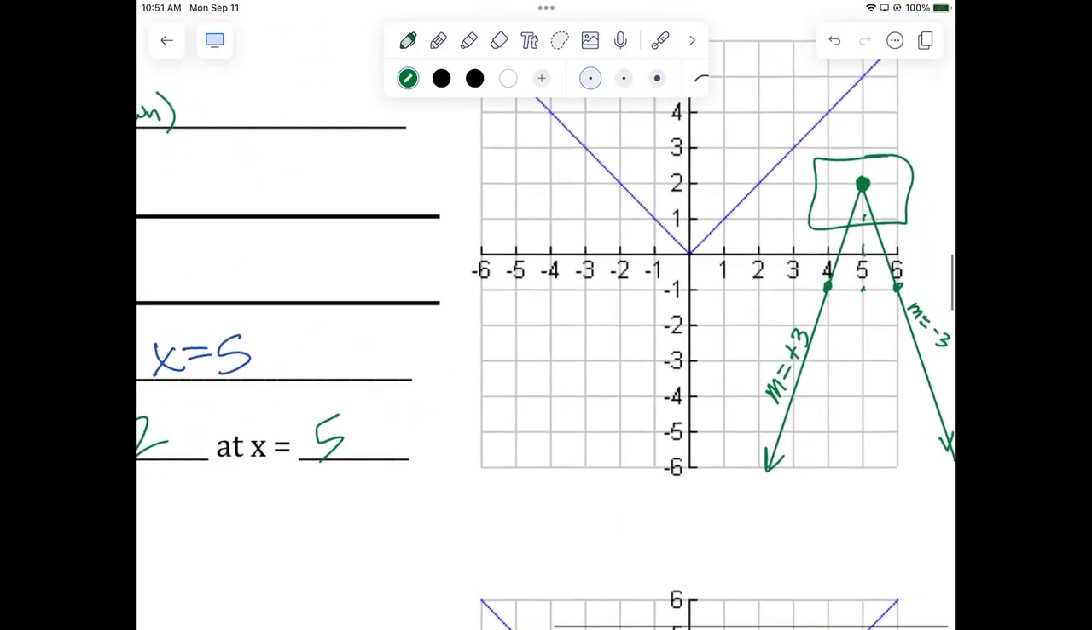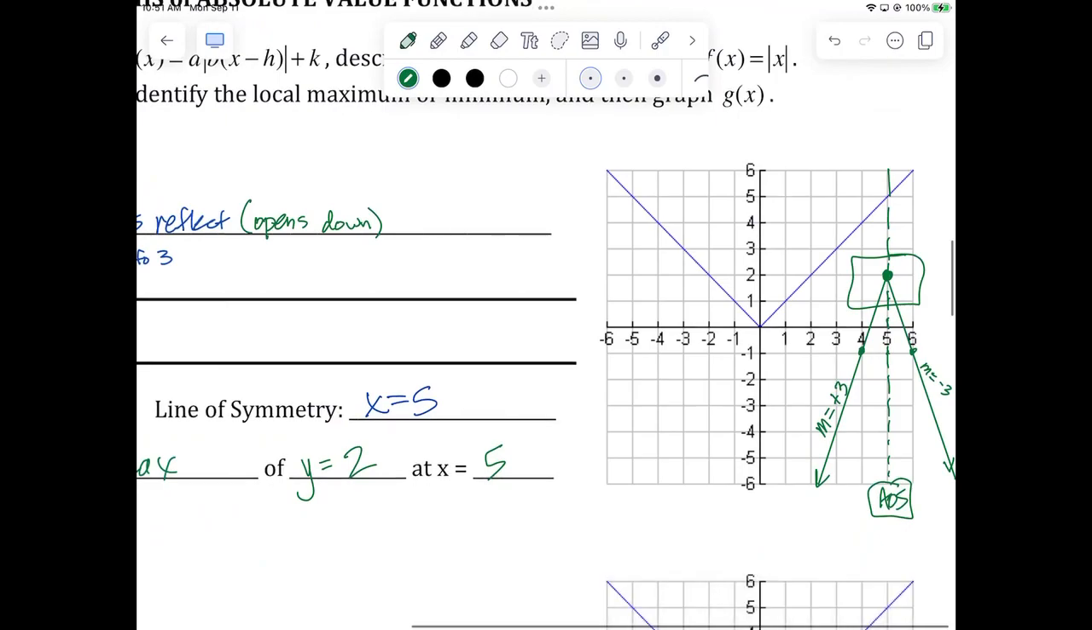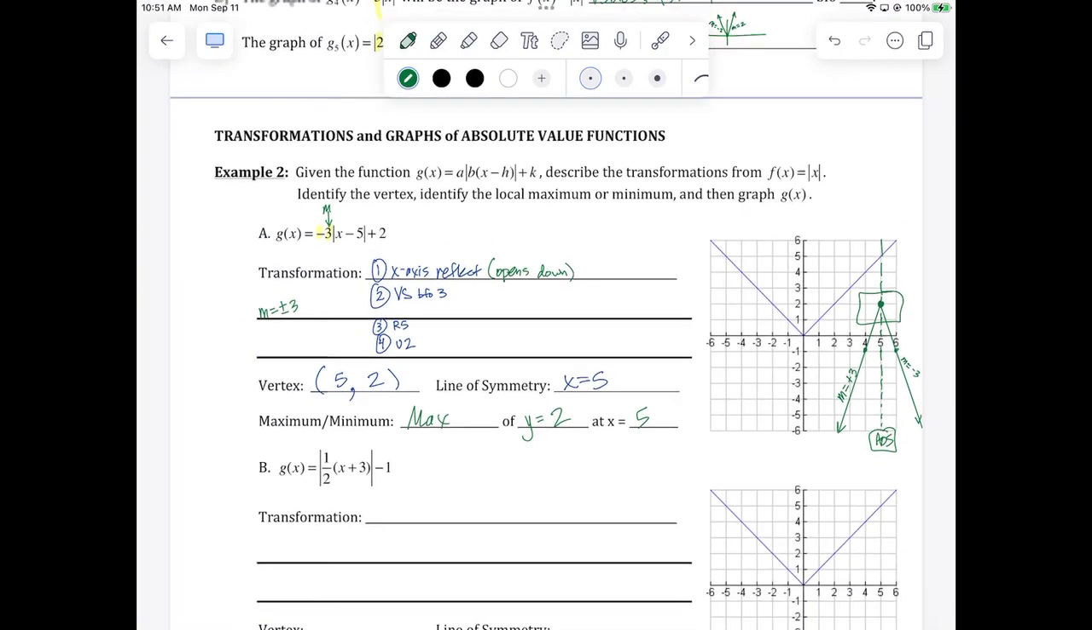Line of symmetry. If you want to draw the line of symmetry, you could draw it as a dotted line coming in right through here. It's the vertical line. AOS, that's what I usually abbreviate it, axis of symmetry. AOS, the axis of symmetry. All right, let's do the next one.